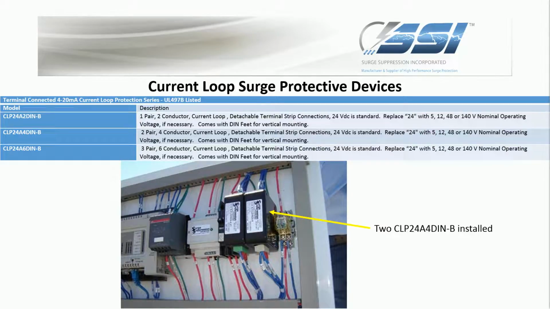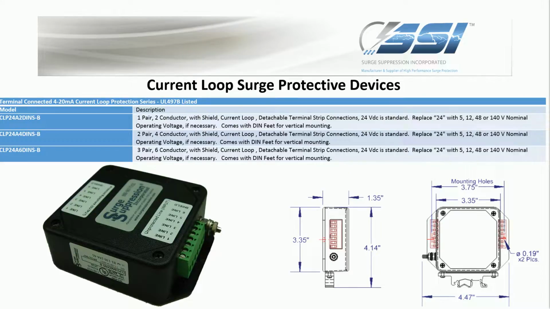This current loop SPD can be mounted to a DIN rail in a cabinet and can protect from 1 to 3 pair circuits plus a common shield terminal. With multiple shielded current loop circuits, it is a compact and economical method for providing necessary surge protection.